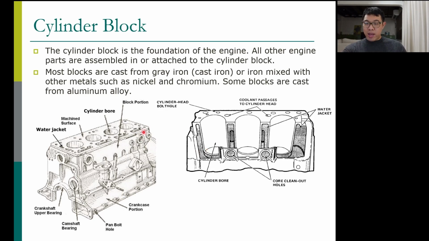It's made of cast iron or aluminum alloy. The manufacturing process is casting. It has cylinders, it has a water jacket, it has core clean out. It also has other machined sections to attach other things. Let's say this is for attaching the crankshaft bearing here.